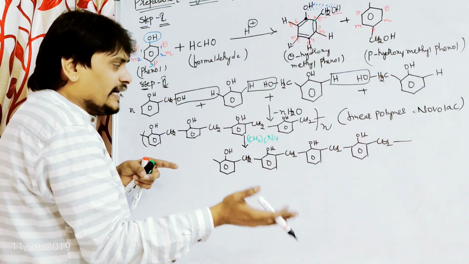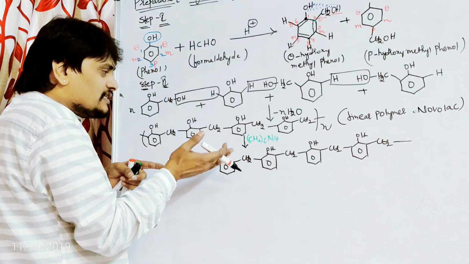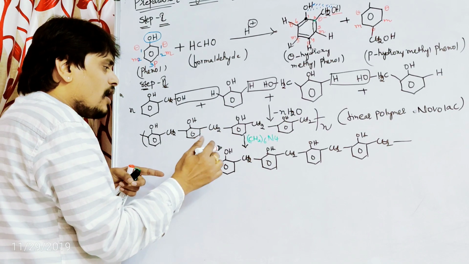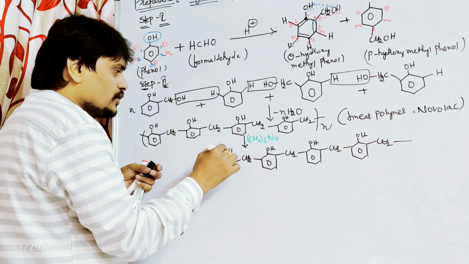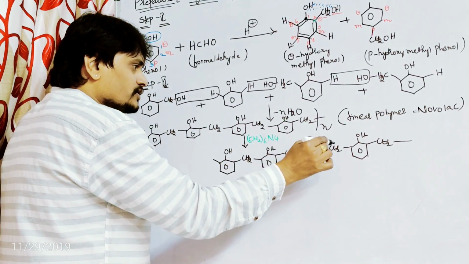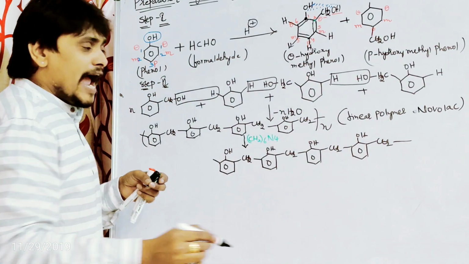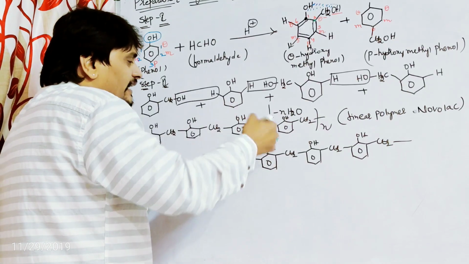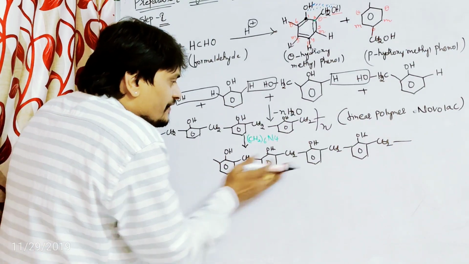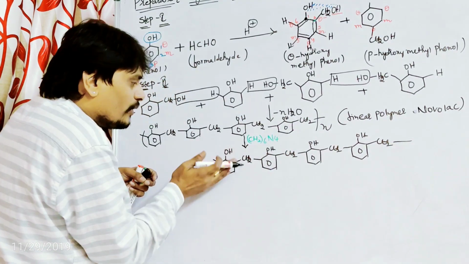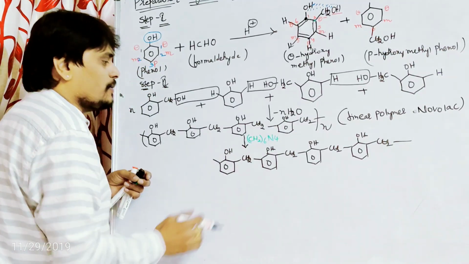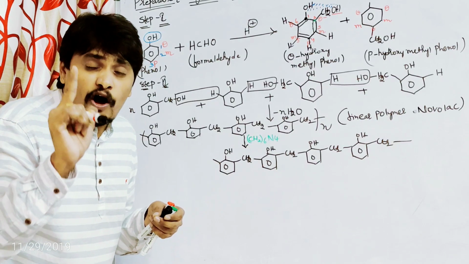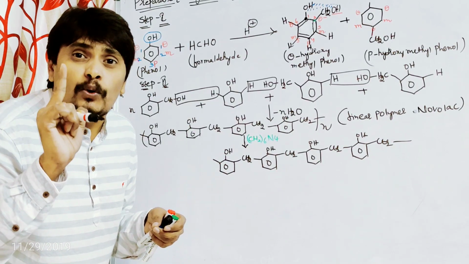Now, what is the group which is oriented at the top? Hydroxyl group. The hydroxyl group is oriented at the top. Since it is oriented at the top, whenever the mirror is placed here, now it will orient at the bottom. Now, do remember, students, this CH2 will always be at the ortho position only.